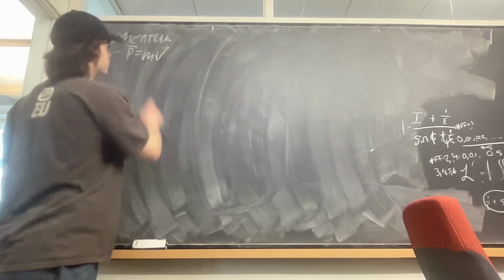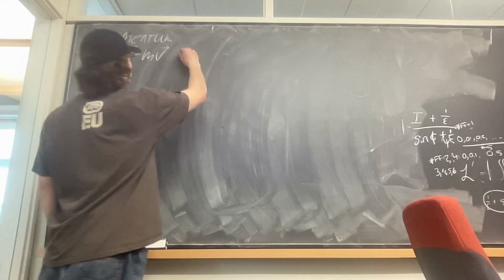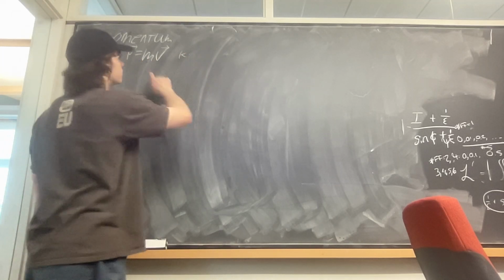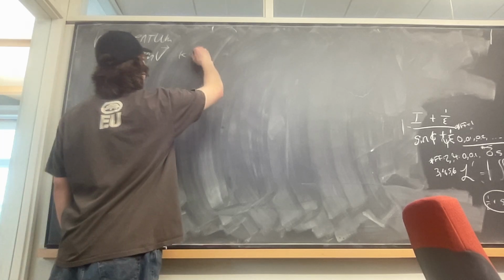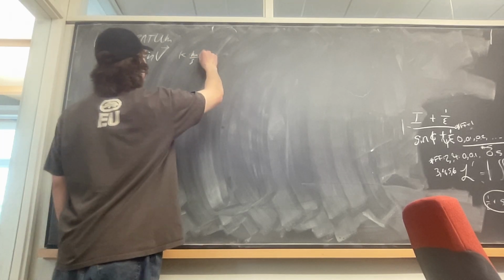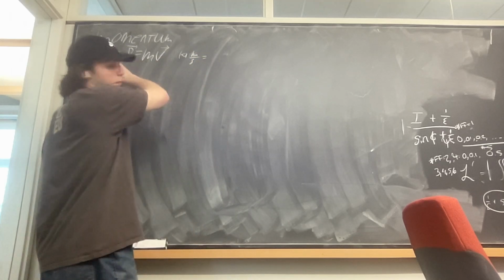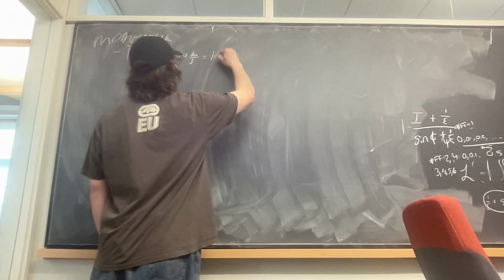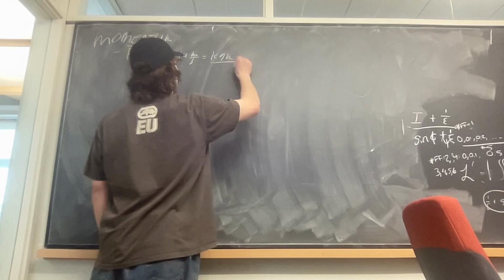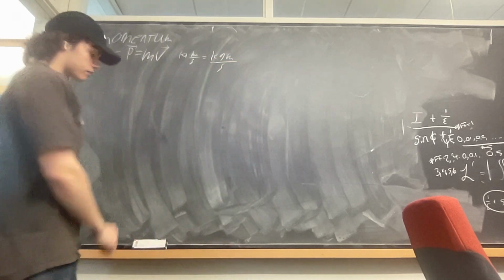Now, our units here, mass is given to us in kilograms, and then velocity is given to us in meters per second. So our units for momentum are kilogram meters per second.